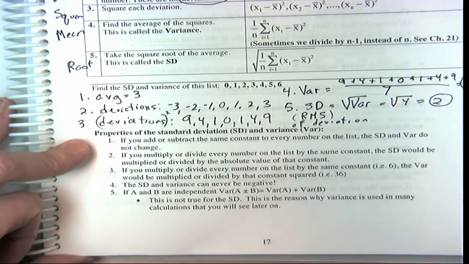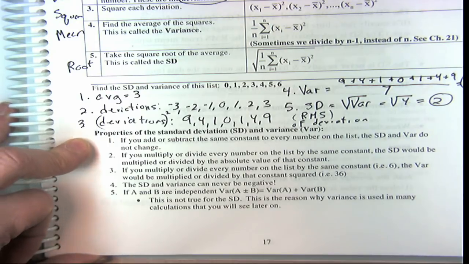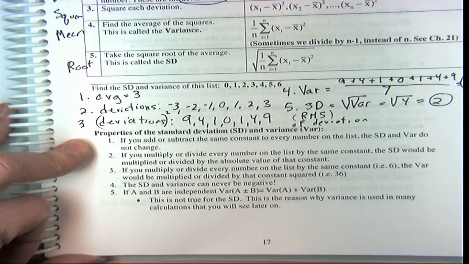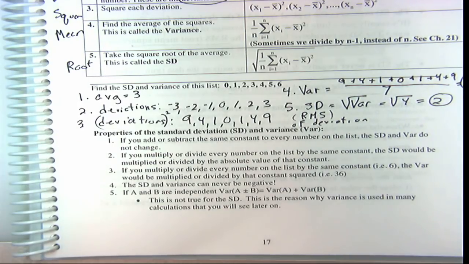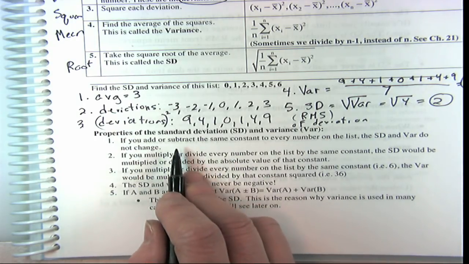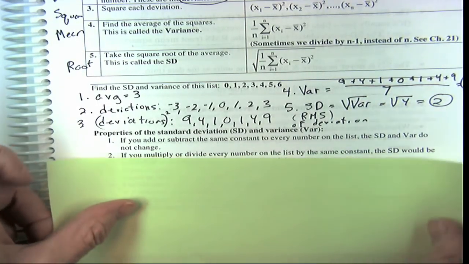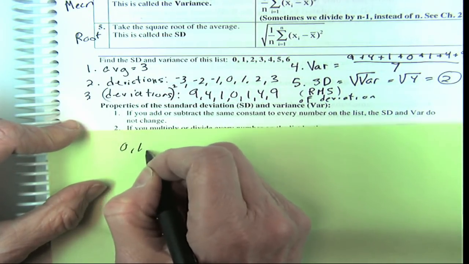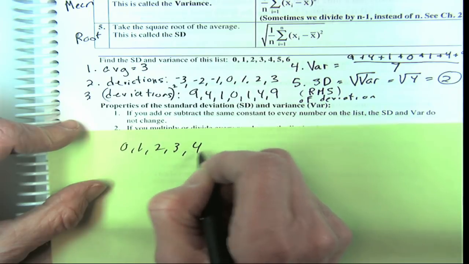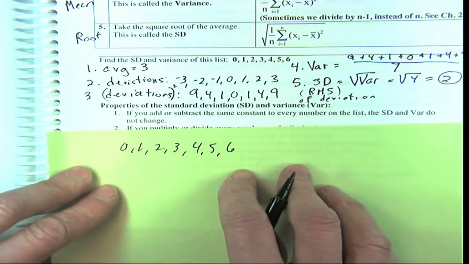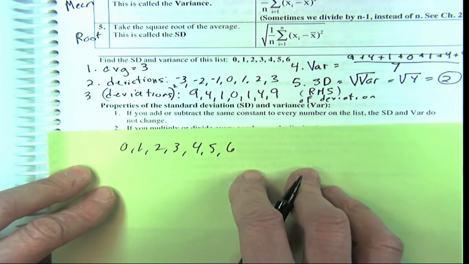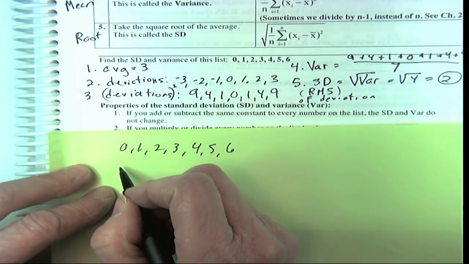So now we had the properties of the average and the median before. We said if you add or subtract the same number to every number on a list, the average or median will go up or down by that number. But what will happen with the standard deviation? If you add or subtract the same constant to every number on a list, let's try it with our list here, 0, 1, 2, 3, 4, 5, and 6. What if we added 5 to every number on the list?